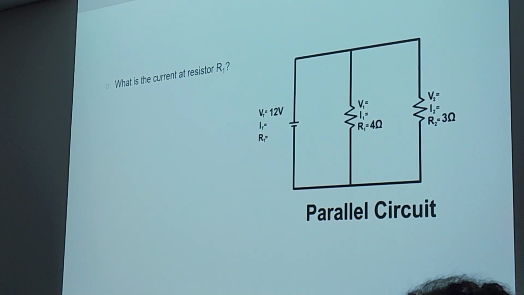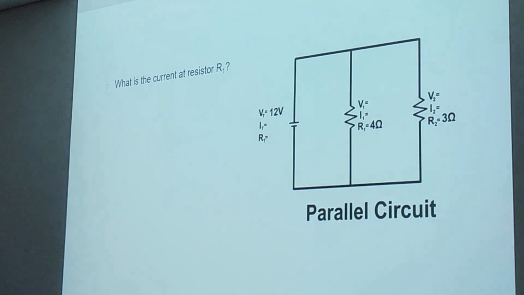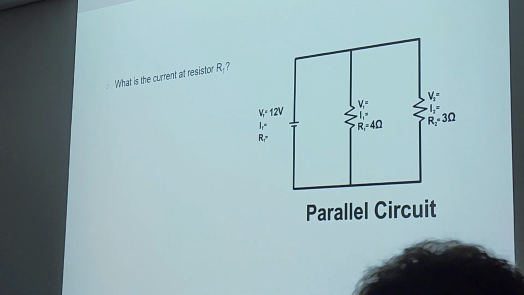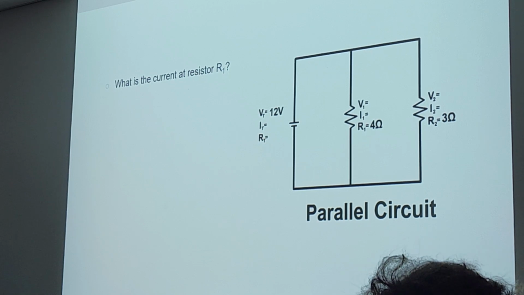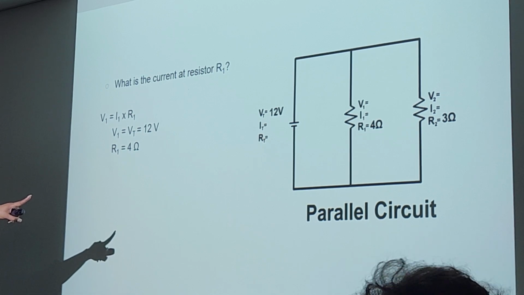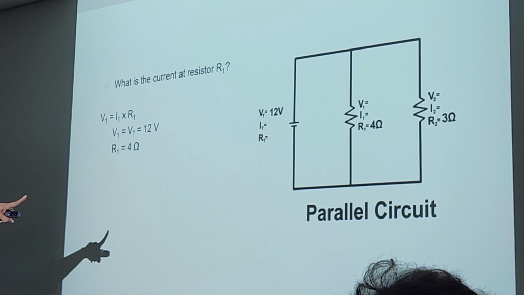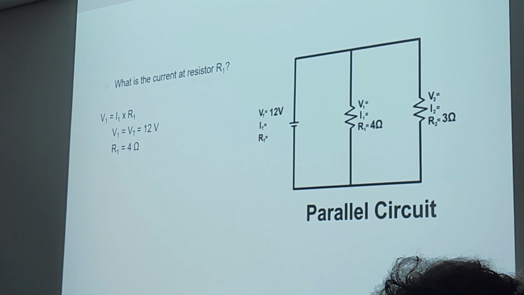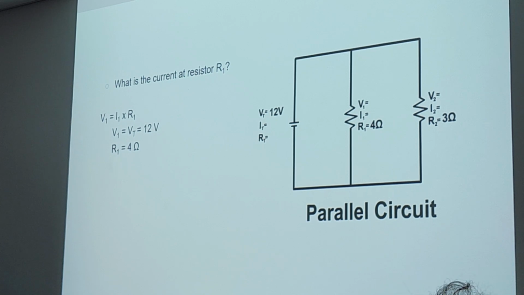So, how would we answer this question? What is the current at resistor 1? V is equal to IR. Well, first of all, what is our voltage at resistor 1? 12. And do we know our resistance at resistor 1? Which is 4. It already told you the answer, it's 4. When you try to add the resistance to find the total resistance, that's when you do 1 over R.